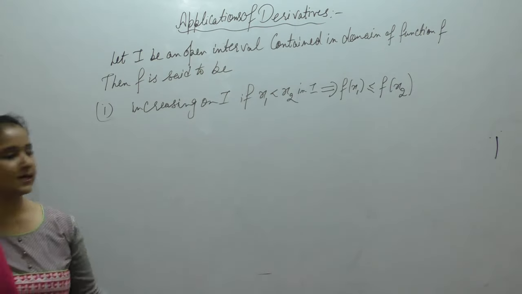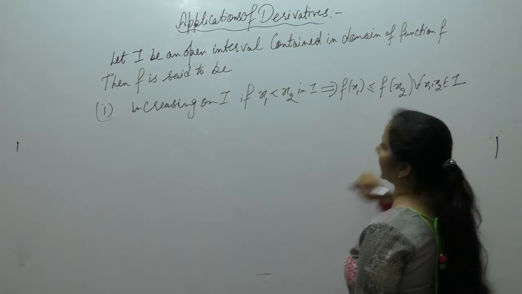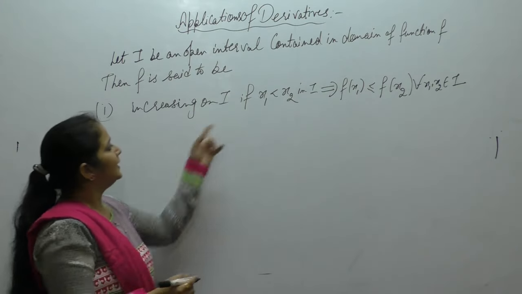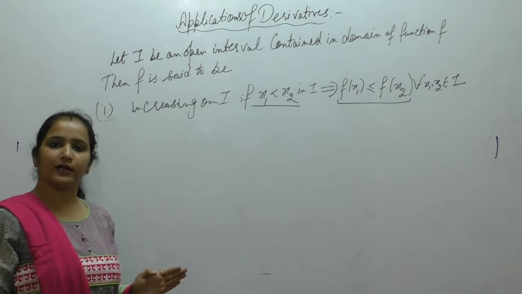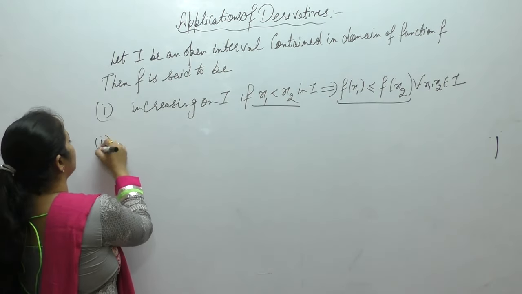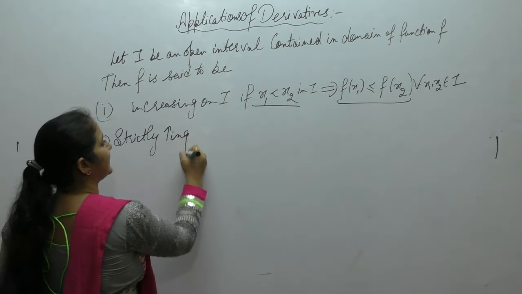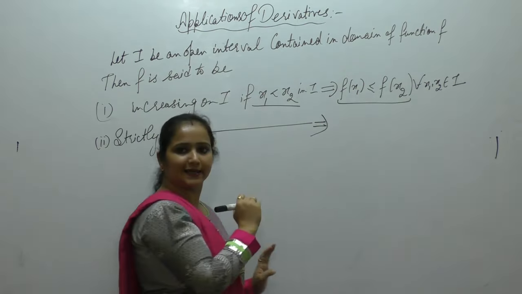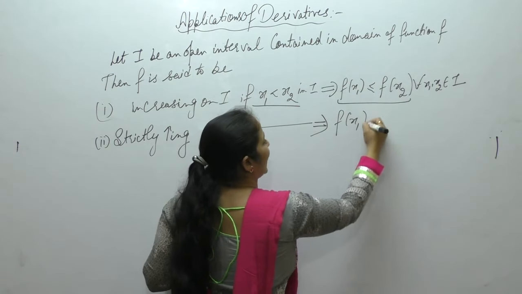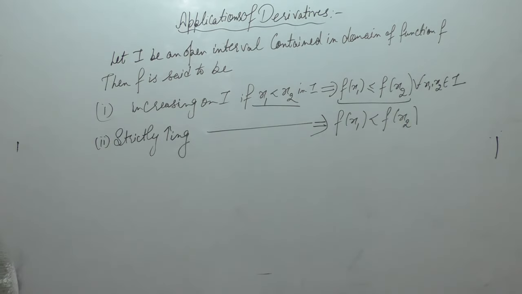The function is said to be increasing for all x1, x2 belongs to I. Strictly increasing. Function is said to be strictly increasing if x1 is less than x2 implies f of x1 is less than f of x2 for all x1 and x2 belongs to I.